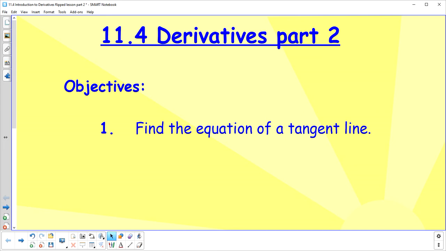Alright, pre-calc, our part 2 about derivatives is going to start to look at some of the applications we can do when talking about taking the derivative of a function. And the first one we're going to look at today, the first application, is how to find the equation of a tangent line, which was briefly mentioned in the previous video, part 1.